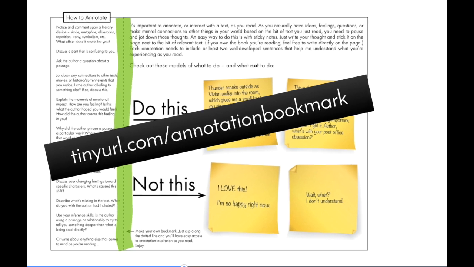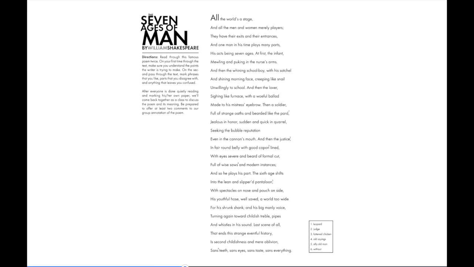Now, I want to show you how this looks in real life. So this is a famous poem from Shakespeare called Seven Ages of Man. I'm going to read it to you once, just all the way through. When analyzing a short work like this poem, you're going to read it a couple of times. You're going to read it the first time just to get the gist, so that you know what it's about, like what's the main theme.